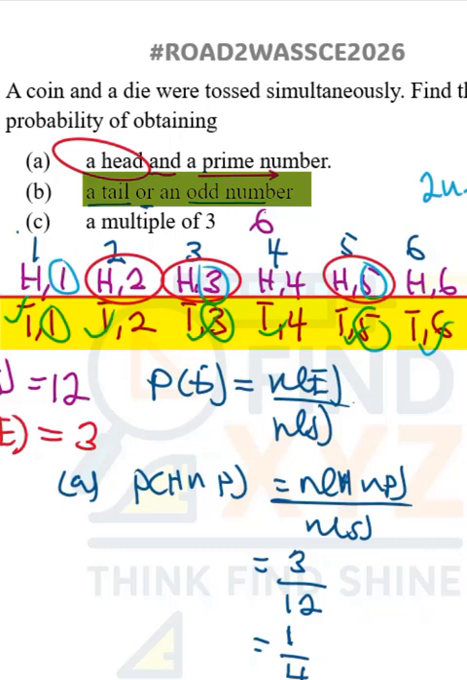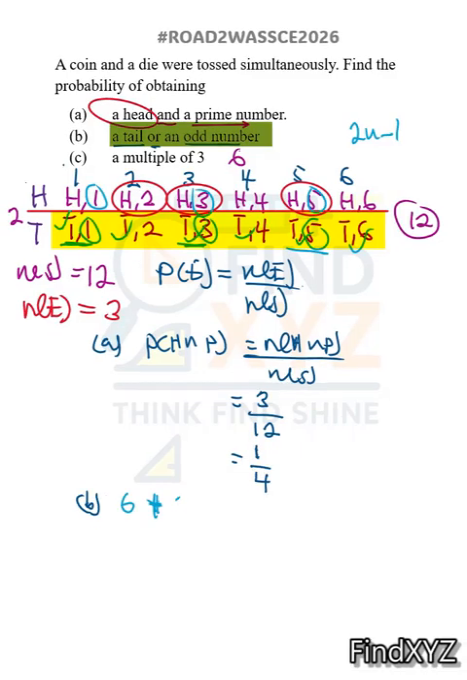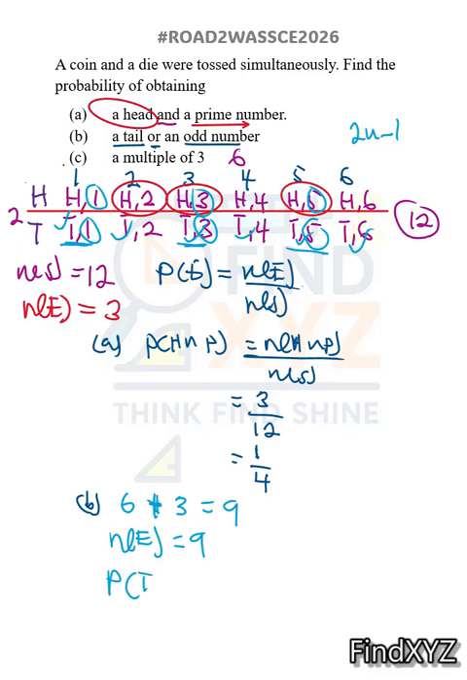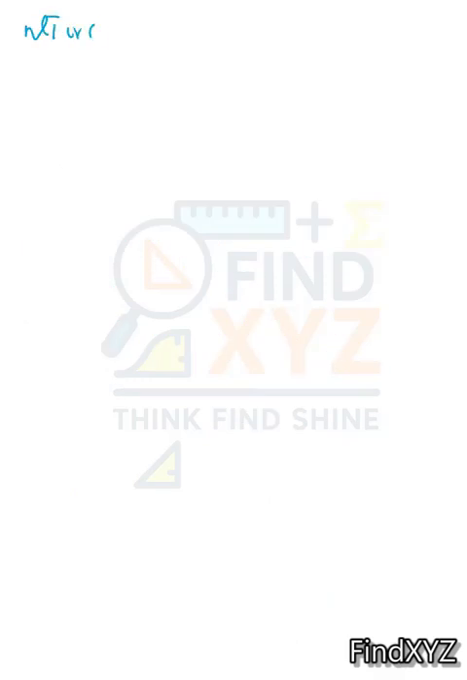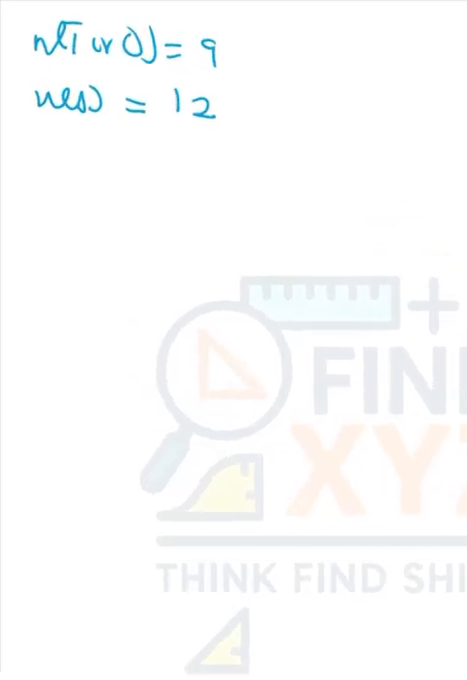However, you realize that these values T1, T3, and T5 have already been counted, so we are not going to count them. How many are left? 1, 2, 3. So we have 6 plus 3, which gives us 9. So the number of events is 9. That represents a tail or an odd number. So the probability of getting a tail or an odd number is the number of tail or odd number divided by the number of sample. The sample is 12 as we have already established. The number of tail or odd number is equal to 9. So the probability is 9 out of 12.